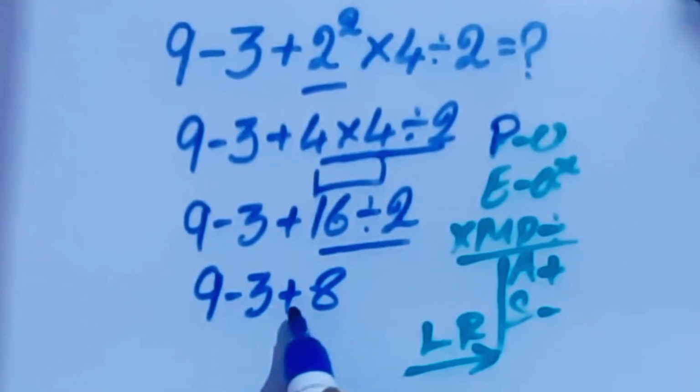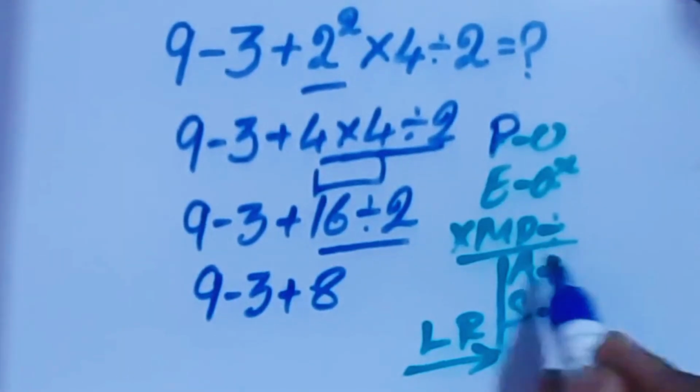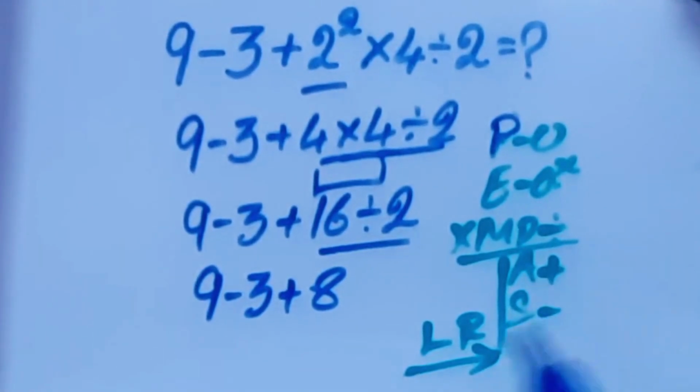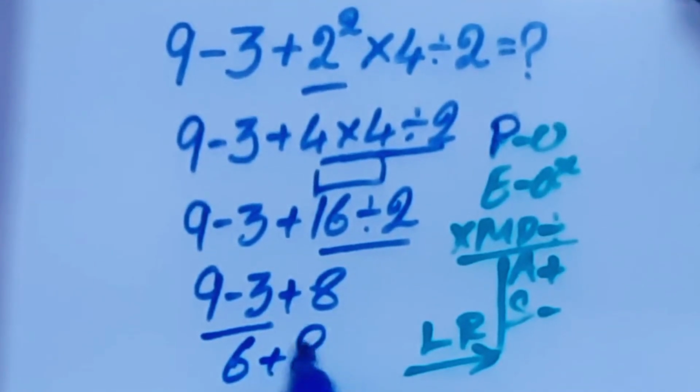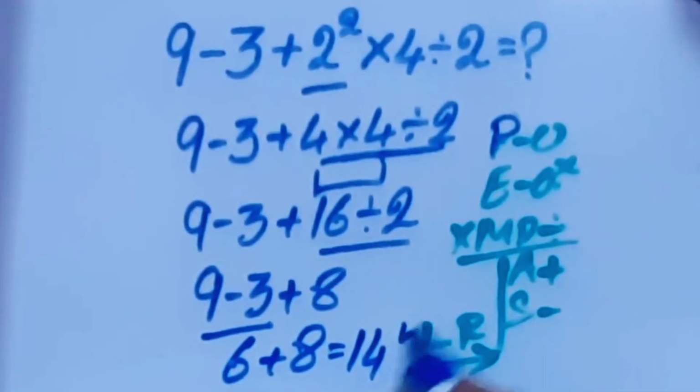Here we have subtraction and addition. Addition and subtraction are equal priority. For this we have introduced this left to right. Here left to right is 9 minus 3. 9 minus 3 is 6, plus this 8. Here 6 plus 8 is 14, which is the correct answer.